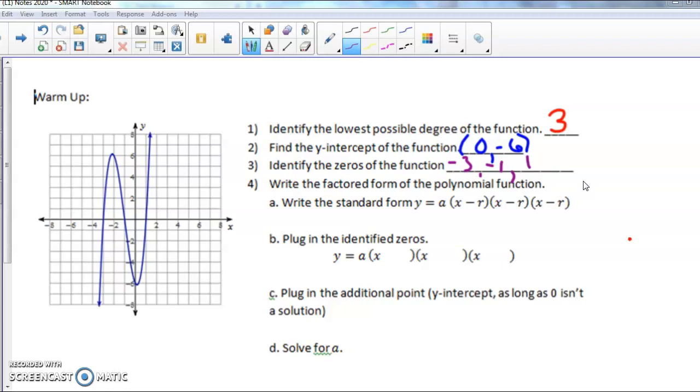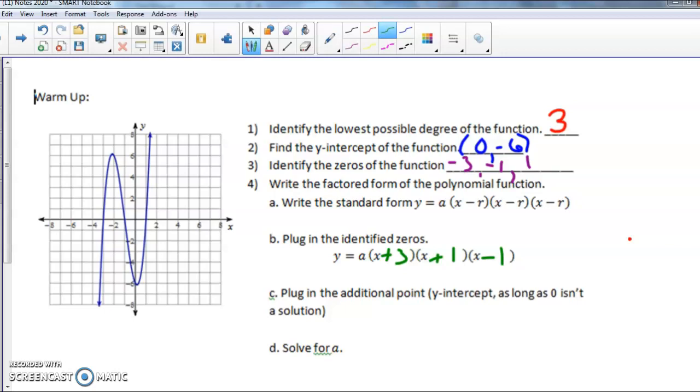Okay, back to writing the factors. If there's a 0 at -3, there's a factor of x plus 3. If there's a 0 at -1, there's a factor of x plus 1. And if there's a factor at +1, or I'm sorry, a 0 at +1, there's a factor of x minus 1.